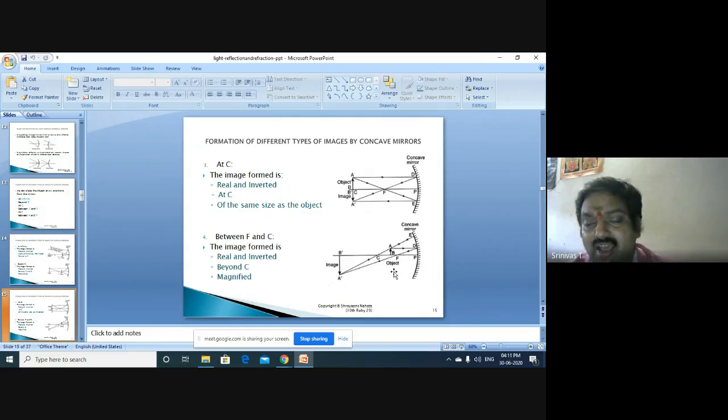Similarly, we can have other different cases, like exactly at the center of curvature if the object is there. So if the object is at the center of curvature, then you can see this is AB and this is B dash A dash, because the inverted portion is B dash A dash. Now, because there exists a principal axis exactly at the center, you can have B dash A dash like this. As I just told you, at least you have to take two lines from the tip. Like from A, you have to have two lines.